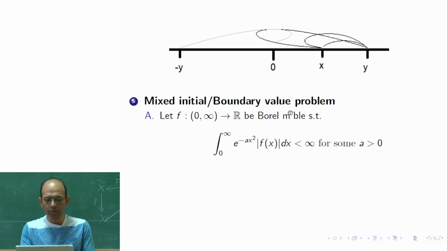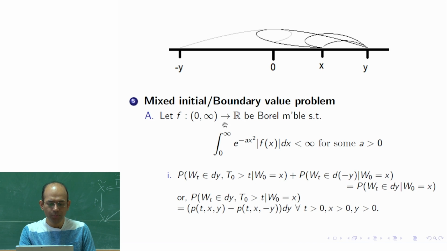There f is a Borel measurable function, not necessarily bounded, but it has a growth property. Because on the right hand side the domain is unbounded, f has plenty of chance to grow larger, but we put a condition that we do not want very large growth of f. We say that the integral from 0 to infinity of e to the minus a x squared times the modulus of f of x dx is finite for some a positive. Under this assumption on f, we state the following: the probability that Y_t would be found in a neighborhood of y. Here I am not using f yet; I would use it later.